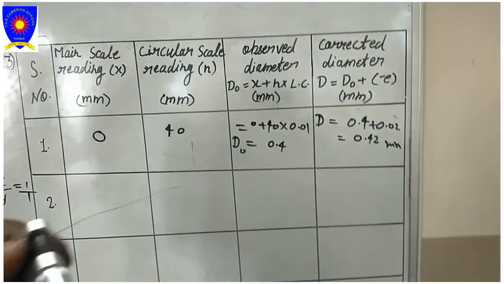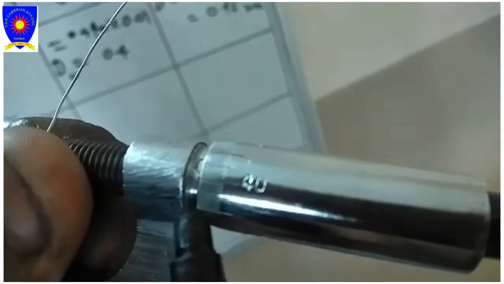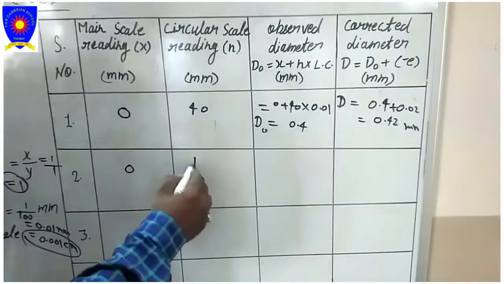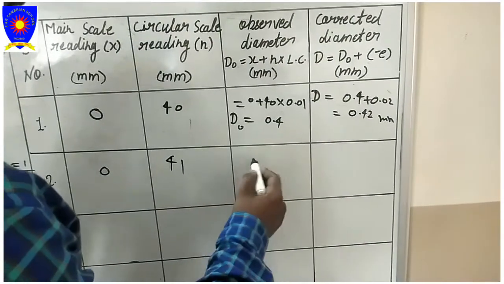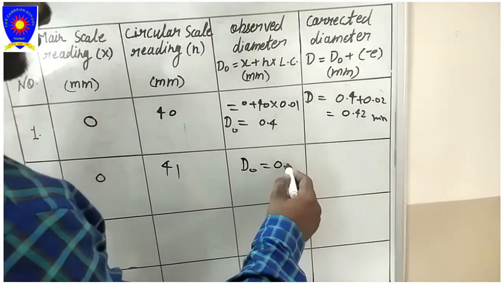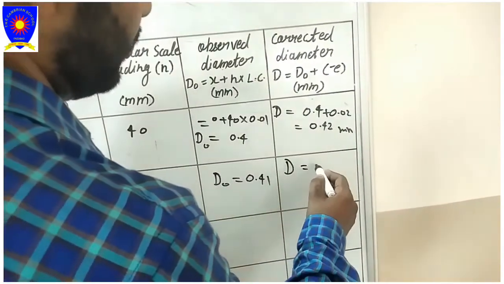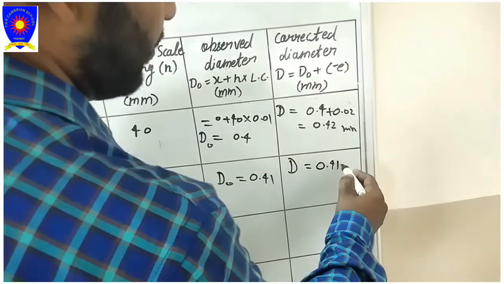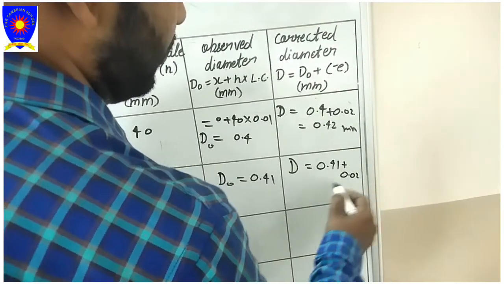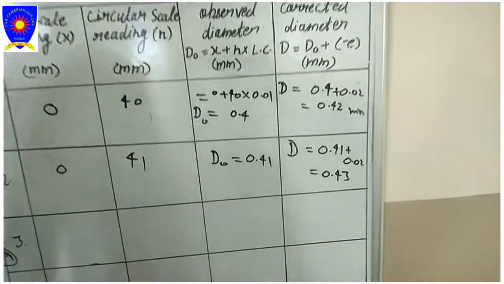Now again we have to find a second reading. So we are looking that again its value is, now we can take that this is at 41. So the main scale reading is again 0, and this is 41. After multiplying this you will get D naught is equal to 0.41 and its corrected diameter will be D equal to 0.41 plus 0.02, which means 0.43. This is the corrected diameter.